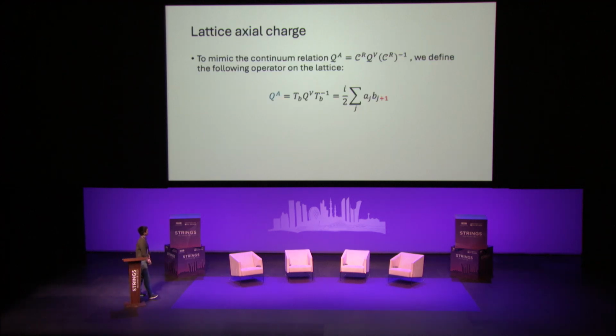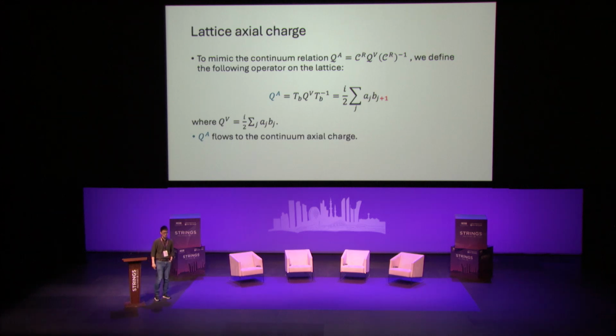All right, given that, we can mimic this continuum relation to define a lattice operator QA by conjugating the lattice vector charge by this Majorana lattice translation. The vector charge takes this form in terms of the real fermions, and therefore the axial charge takes this very simple form. By the previous argument, it flows to the continuum axial charge.